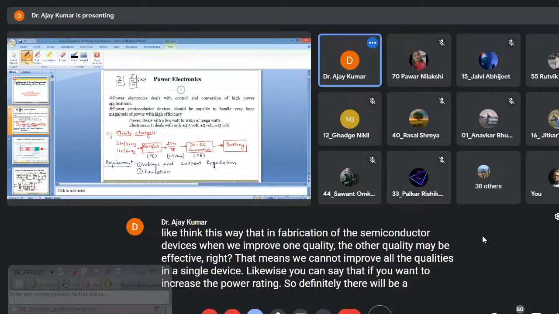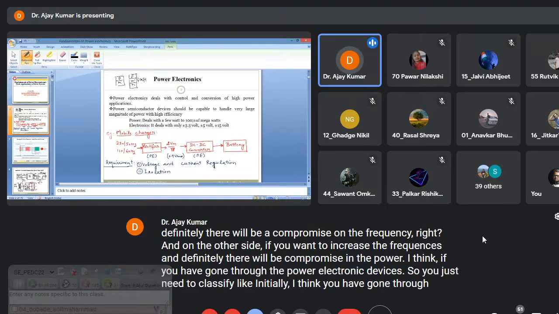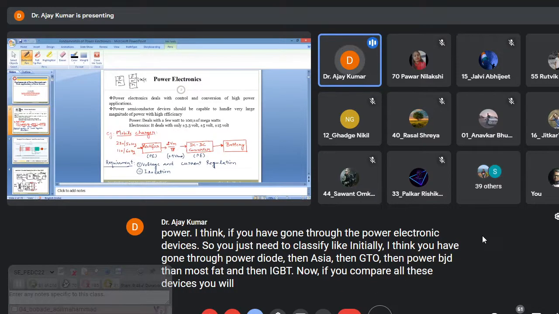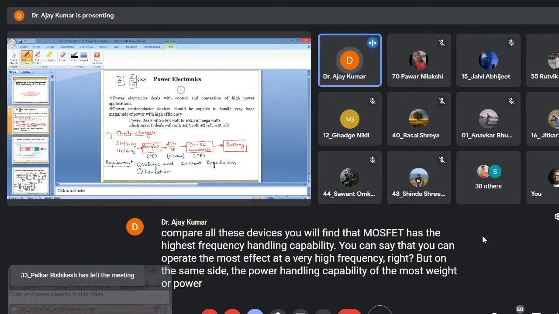If you have gone through the power electronic devices, you just need to classify them. I think you have gone through power diode, then SCR, then GTO, then power BJT, then MOSFET, and then IGBT. Now, if you compare all these devices, you will find that MOSFET has the highest frequency handling capability. You can operate the MOSFET at a very high frequency, right? But the power handling capability of the power MOSFET is lower. I am talking about the power MOSFET only, because from now onwards, if I talk about MOSFET, it means power MOSFET. If I talk about IGBT, it is power IGBT.